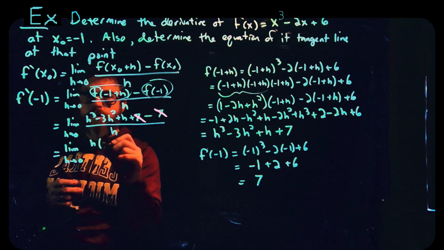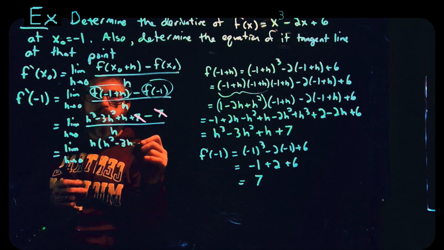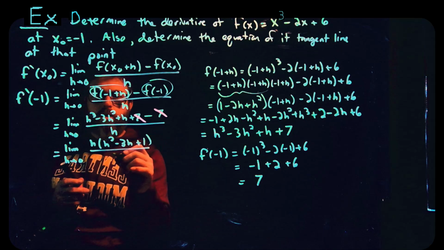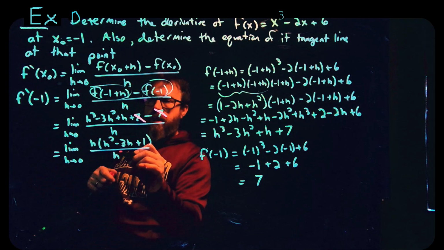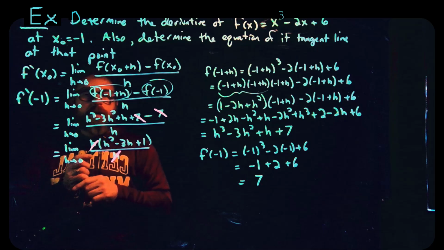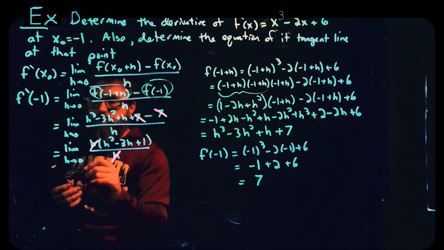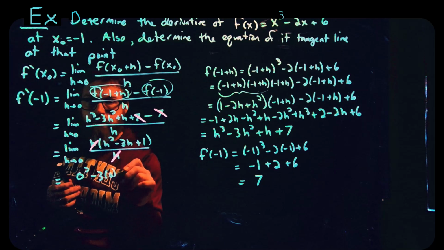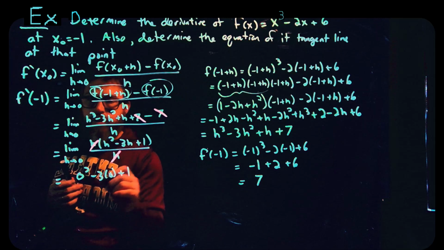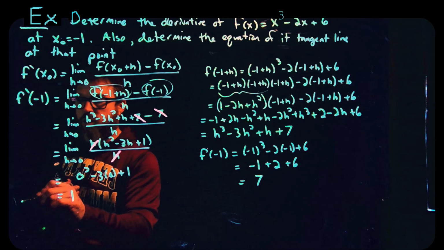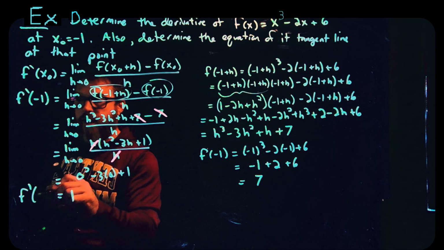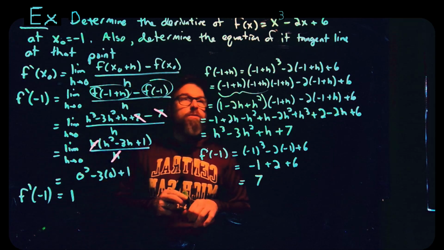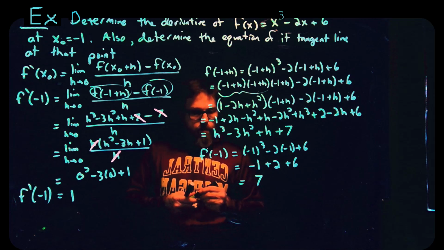So in h, I'm going to have h squared minus 3h plus 1, all over h. Canceling my h, this function is now defined at 0, so I can plug in 0. So this would be 0 squared minus 3 times 0 plus 1, which is going to be equal to 1. So the slope of the tangent line at -1 is going to be equal to +1. And I'll do our tangent line.